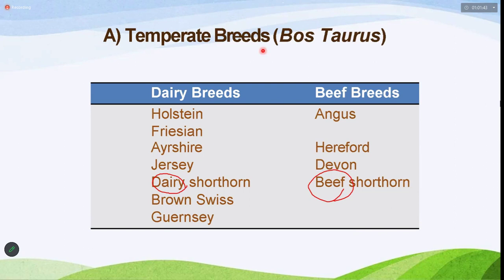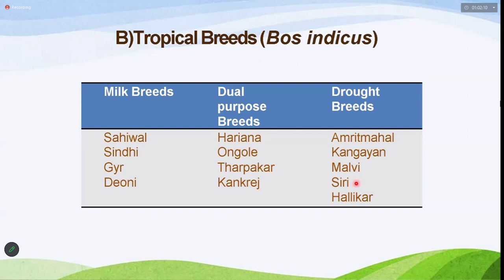As temperate breeds, you can see different examples. As dairy breeds: Holstein, Friesian, Ayrshire, Jersey, Dairy Shorthorn, Brown Swiss, and Guernsey. As beef: Angus, Hereford, Devon, and Beef Shorthorn. So there is a Dairy Shorthorn and a Beef Shorthorn here. And tropical breeds, you can see the milk breeds: Sahiwal, Sindhi, Gir, Tharparkar. Dual purpose, milk and meat: Haryana, Ongole, Deoni, and Kankrej. Then draft breeds: Siri, Hallikar, Malvi, Kangayam.